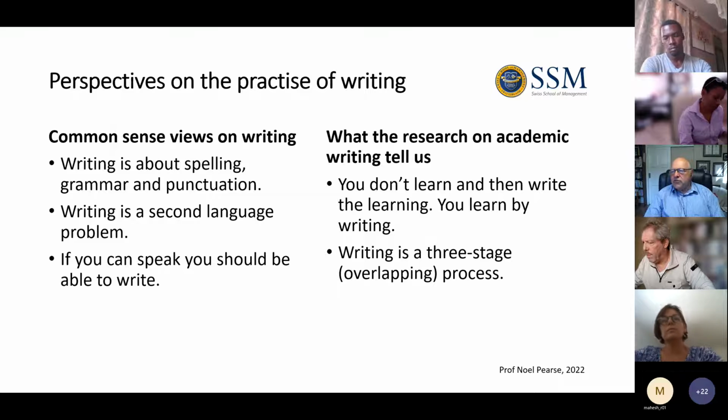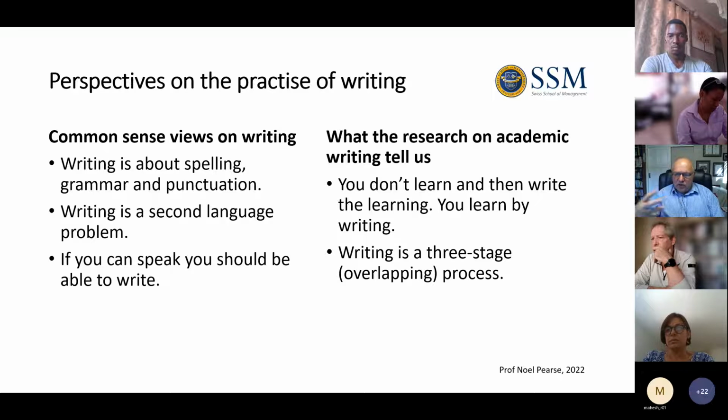If we just look at the common sense view of writing, we think about writing as spelling, grammar, and punctuation. And I think for many of you, English is probably a second language. For me also, my primary language is actually Afrikaans. So writing is a second language problem for many people, but you have to master English to be able to write properly academically in English. And the idea is normally if you can speak it, you should be able to write it, but that's not necessarily true.